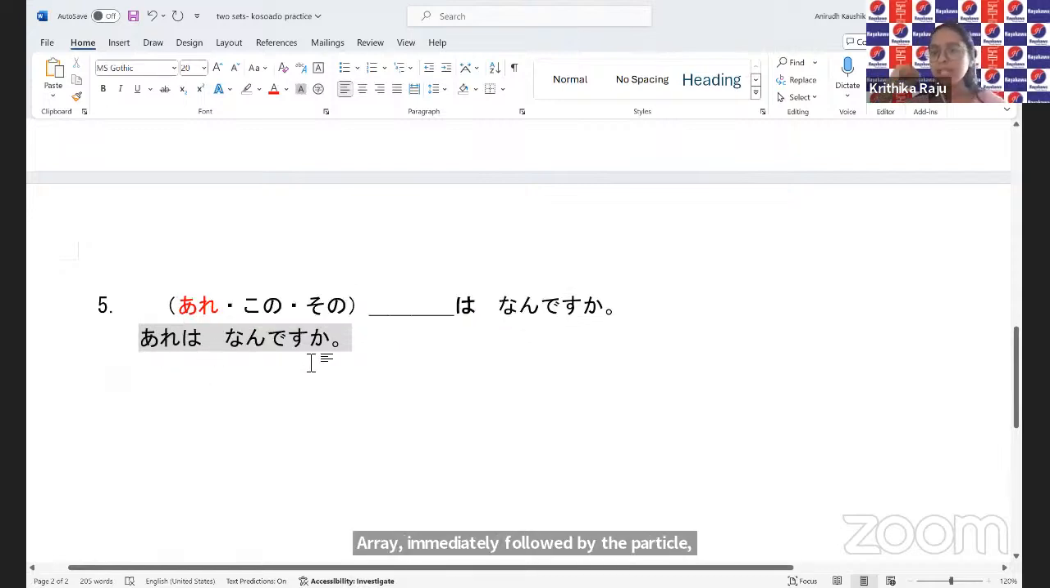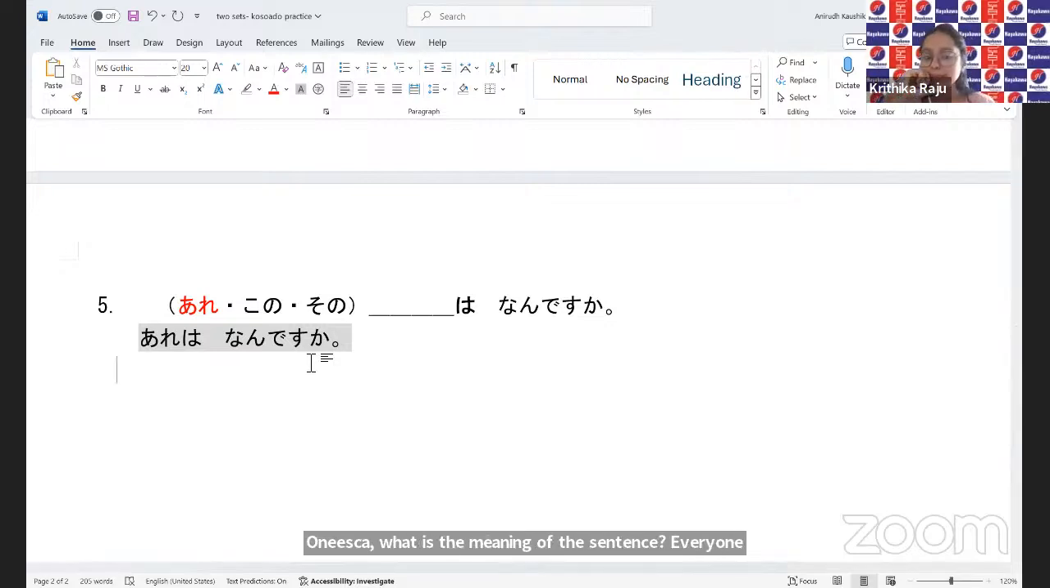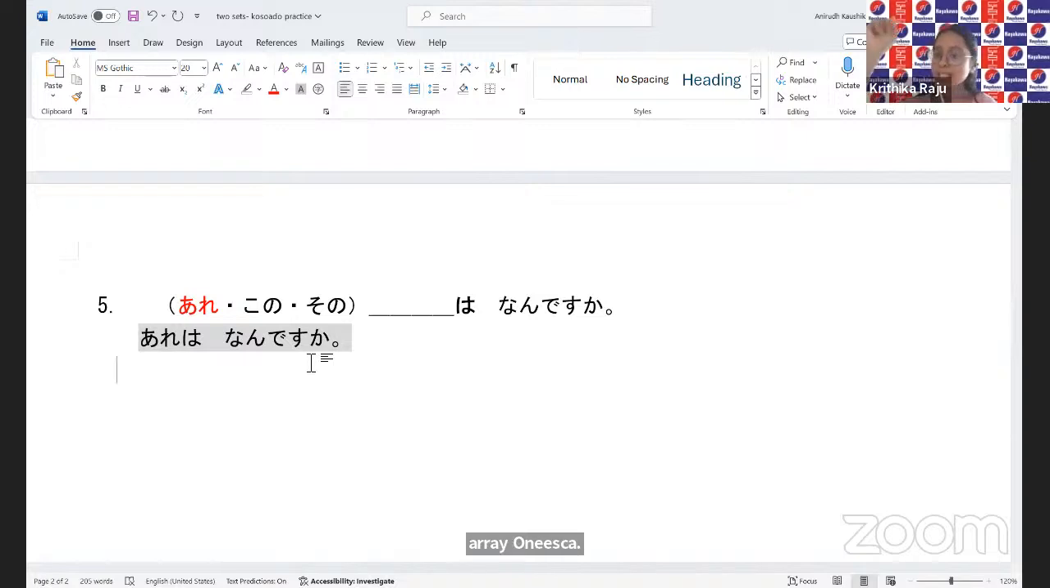What is the meaning of the sentence, everyone? Are wa nan desu ka? What is that over there? So the object, where is it placed? Is it near the speaker, near the listener, away from both? Which is it? Away from both. All right.